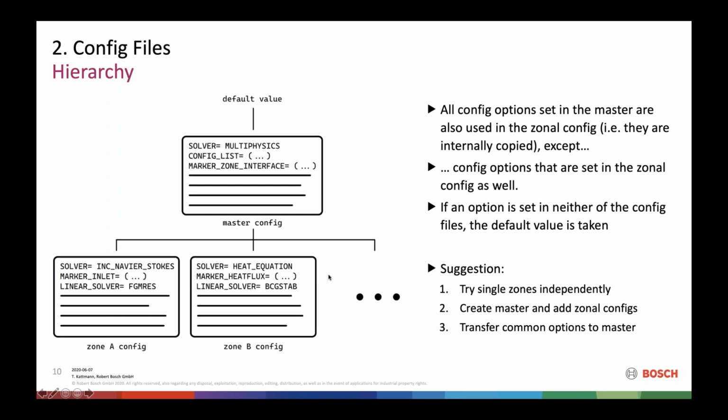Otherwise, you would have to change it in each zonal when you want to change it. So you can use that config file hierarchy to your well-being. And in the fluid config, for example, you could set that option as well, and that would override the master. So you would have less options overall that you have to set.